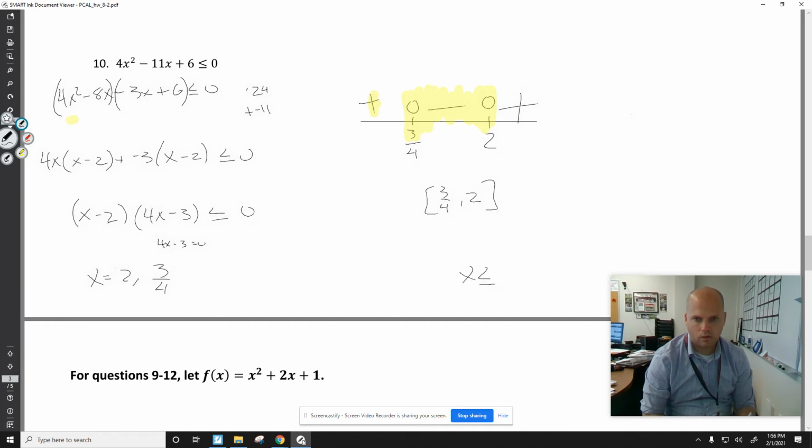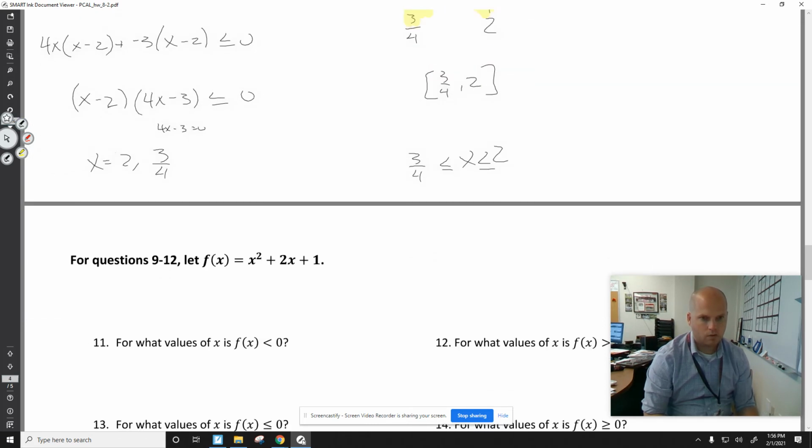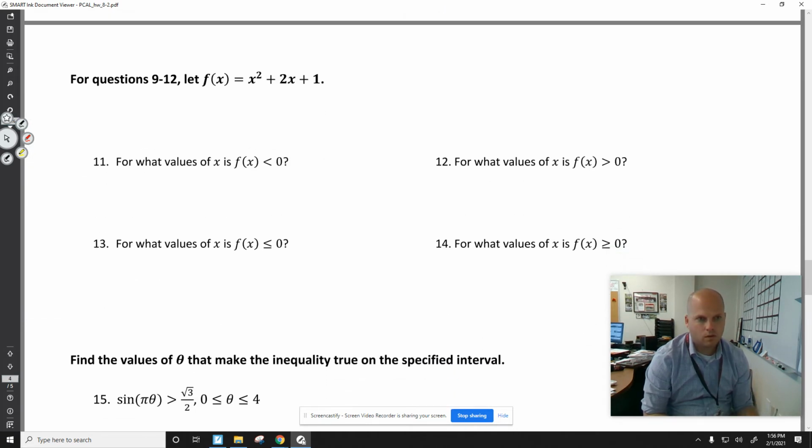Or this one: x squared plus 2x plus 1. That's x plus 1 squared. When does that equal 0? At -1. What's going to happen? You're going to bounce off.